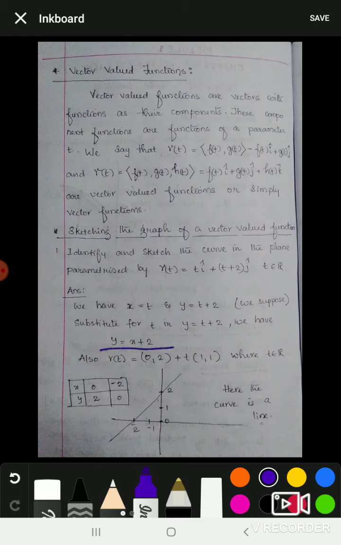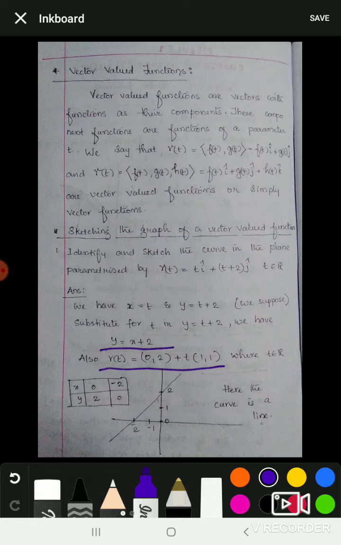Okay, now I got 2 points, that is (0, 2) plus t into r. t is equal to 0, 2 plus t into (1, 1). Now I have to plot the curve. So to plot the curve we will put t is equal to 0.